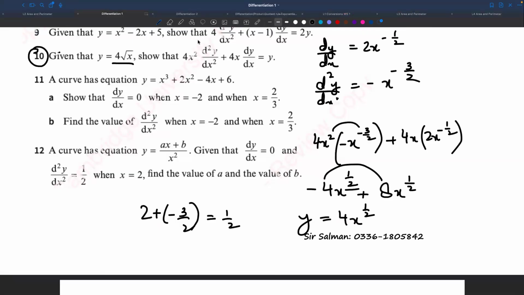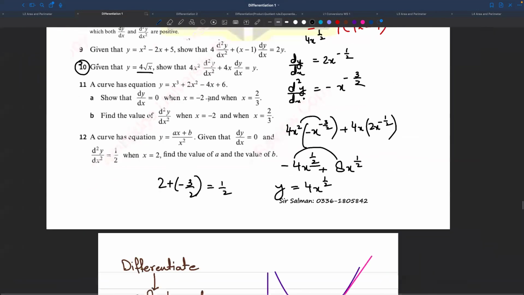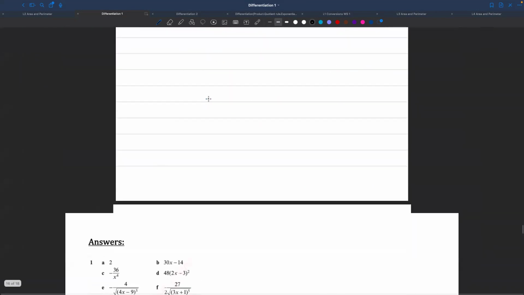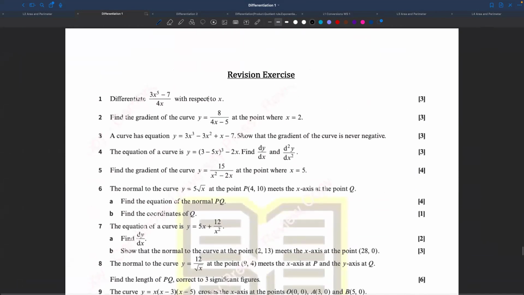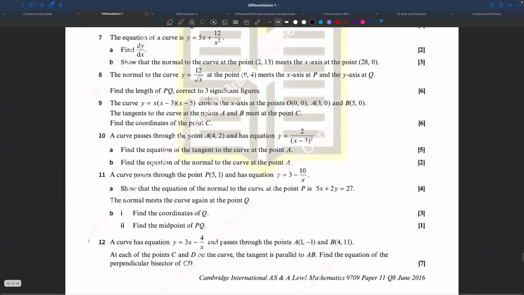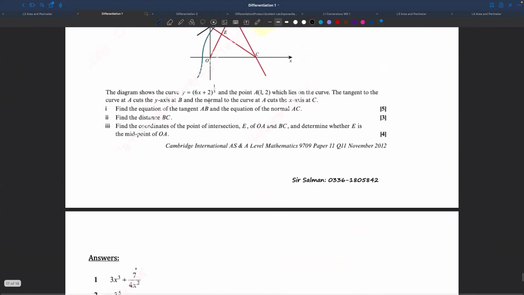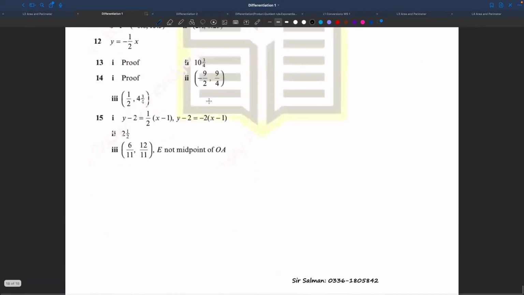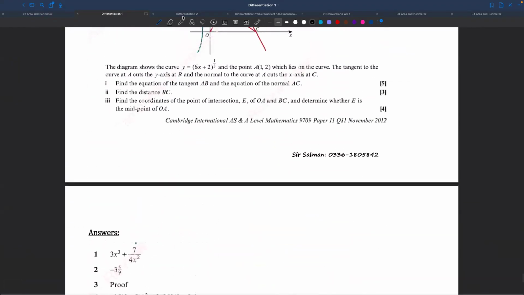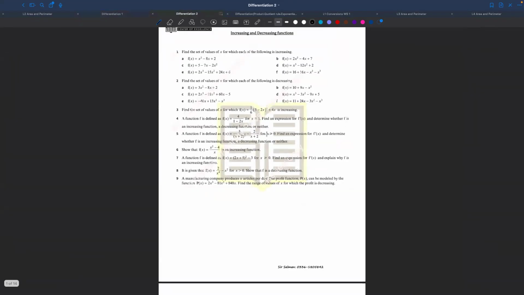For everyone else, please look at this worksheet. There is a revision exercise in the end. I will recommend that you do all of these questions because some of them are past paper questions anyways. Okay? There are 14, 15 questions. I will just move forward with what we have to do today.